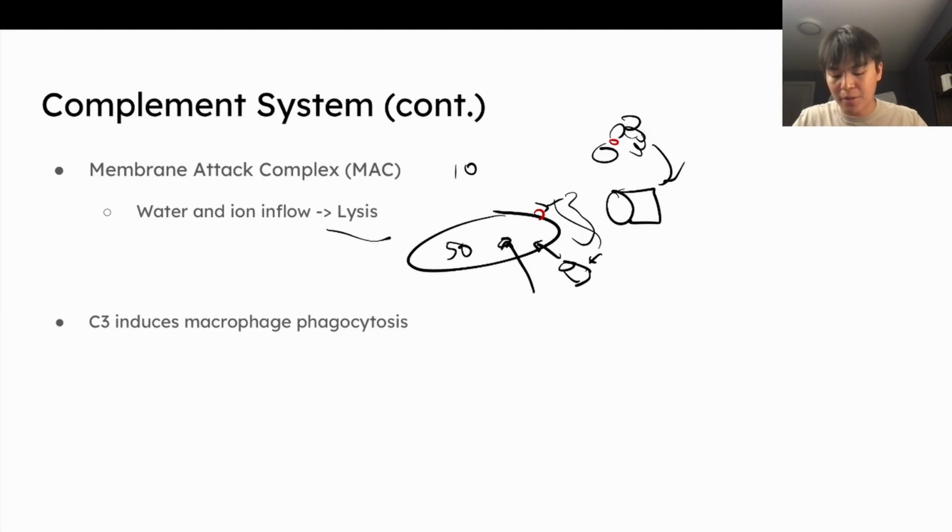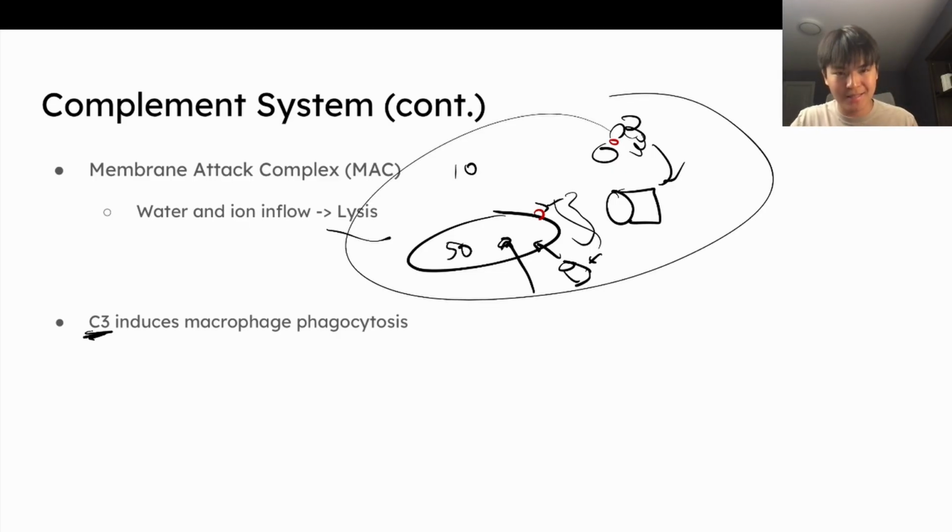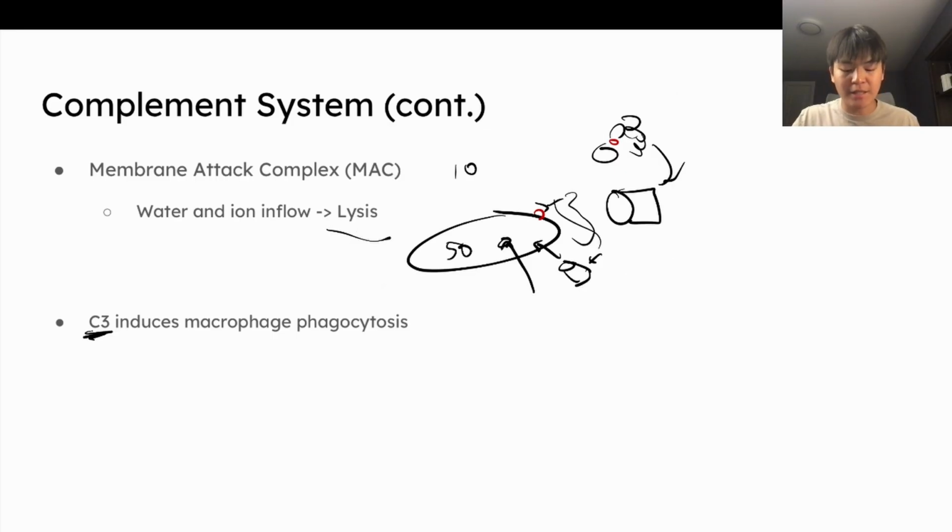Another thing the complement system does, right? This C3 can sometimes induce macrophage phagocytosis, so it makes macrophages want to eat more. But this is what it's mostly about. So that's the complement system, okay?